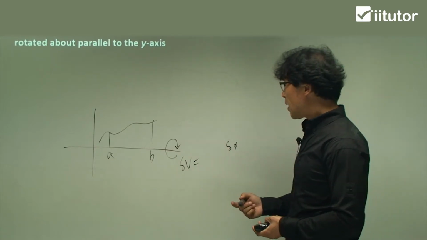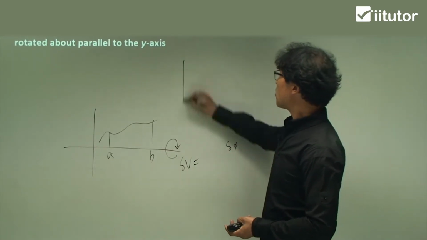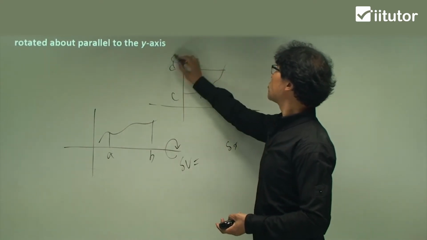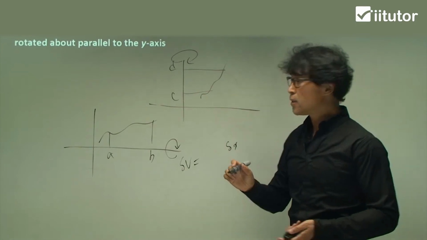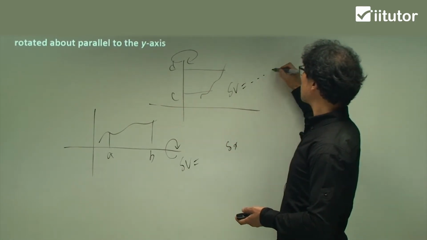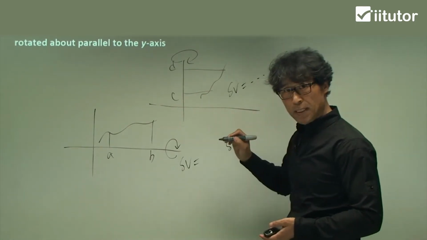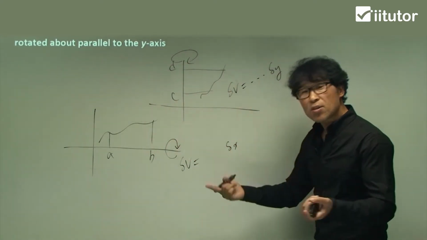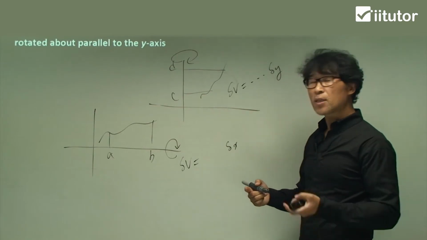Okay. And then what we're going to do now is make a shape from C to D and rotate it about the y-axis. So then delta volume is with respect to delta y. Okay, so that is how you determine whether it is a delta x or delta y.